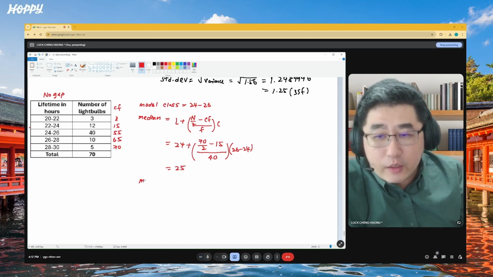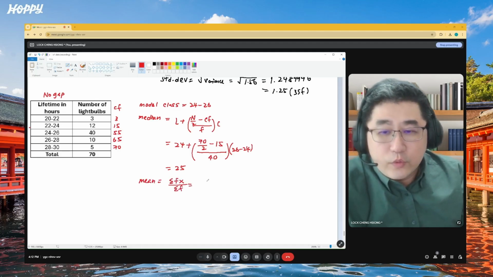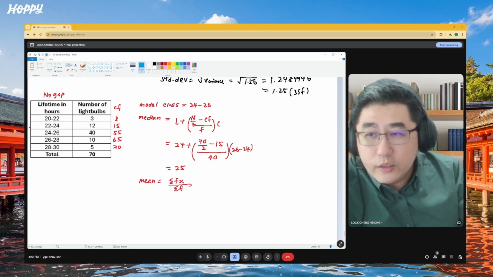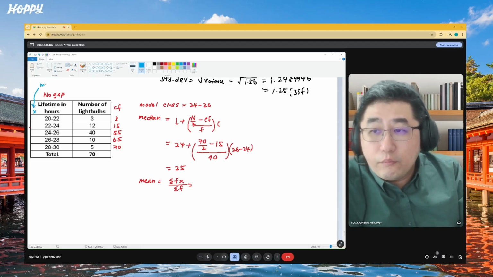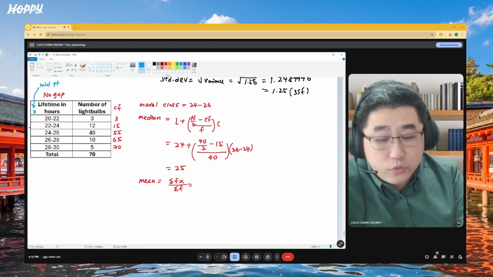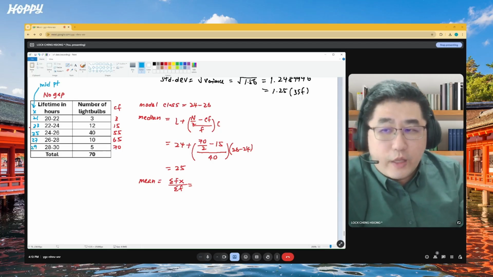After that, I have my mean. Mean is sum of fx over sum of f. I will need my midpoint, midpoint x. 20 and 22, 20 plus 22 divided by 2, I have 21, so my midpoint is 21. So this one is 23, this is 25, this is 27, this is 29. It happens they are all nice numbers, so it's easy for me to do the calculation.